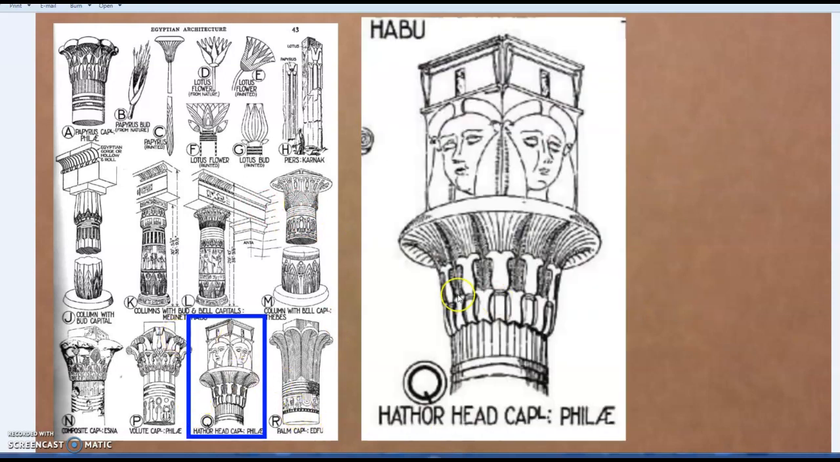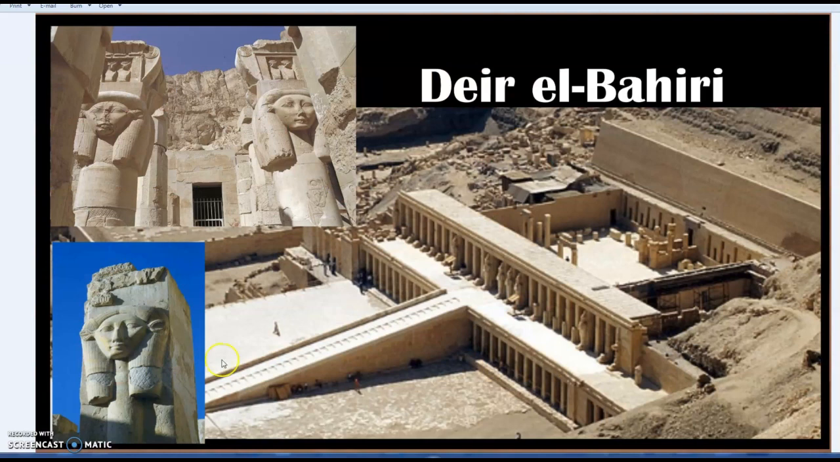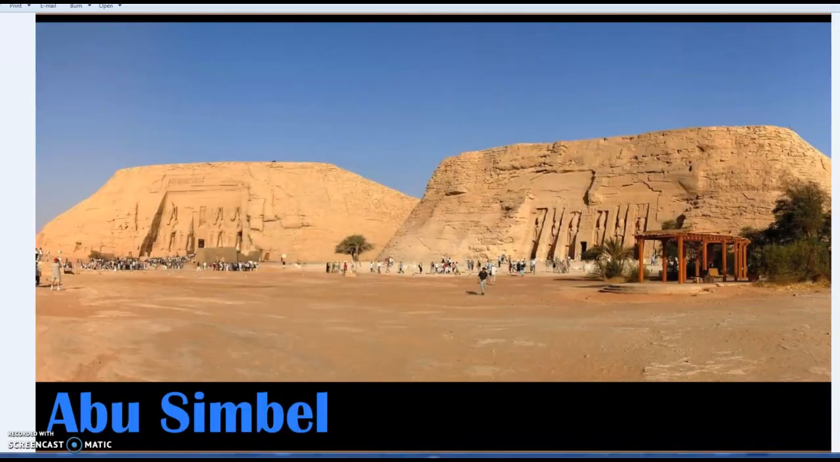For instance, we focus on this, and we have the Hathor head capital, and again across Egypt from quite an early period up to the very last days of Egypt, with places like Philae for instance. There you can see the Hathor head capital. I'll put a couple of links in the description because the sistrum is connected to these Hathor columns, but you'll see them elsewhere.